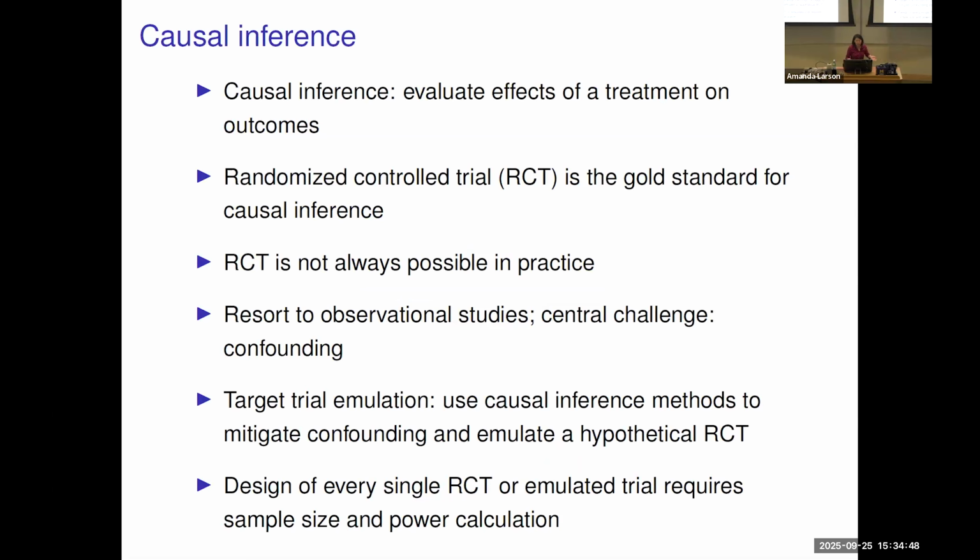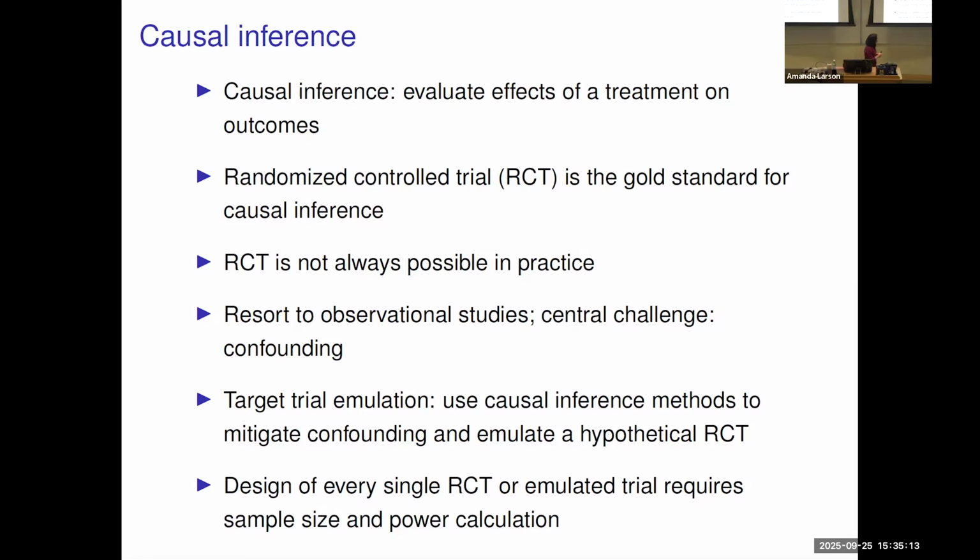Causal inference, everyone knows causal inference. We want to evaluate the effects of a treatment on outcomes. Of course, RCT, the clinical trial, is the gold standard for causal inference, and we all know it's not always possible in practice. So more and more people do observational studies. The central difficulty in observational studies is confounding. This is important.